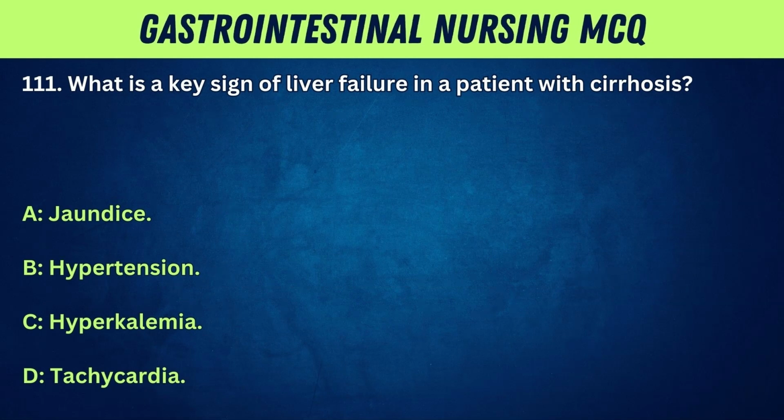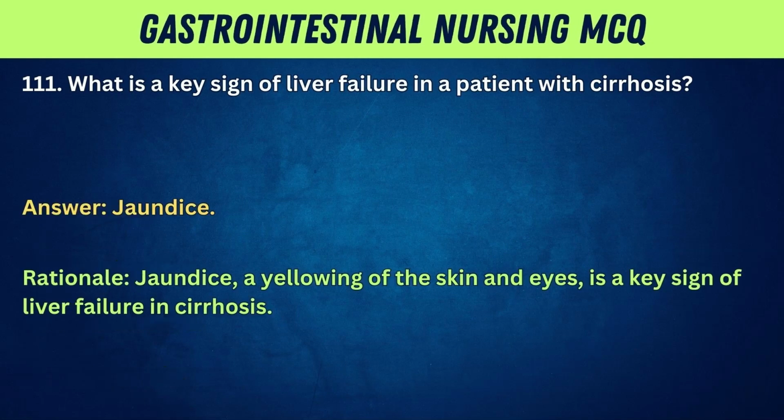111. What is a key sign of liver failure in a patient with cirrhosis? A. Jaundice. B. Hypertension. C. Hyperkalemia. D. Tachycardia. Answer: jaundice. Rationale: jaundice, a yellowing of the skin and eyes, is a key sign of liver failure in cirrhosis.